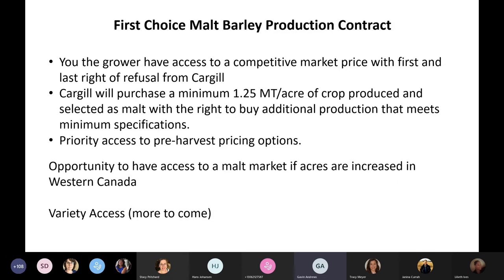And then I was going to speak on the variety access, but there will be more information coming through again as Cargill rolls out their first choice program, that will have the varieties and just the demands and their outlook for these new varieties coming through. At the moment, it still will be Copeland, Metcalf, and I believe Synergy will be on that first choice program. Newer varieties like Bow or Connect, I think those are still in the works and more information to come through on those.